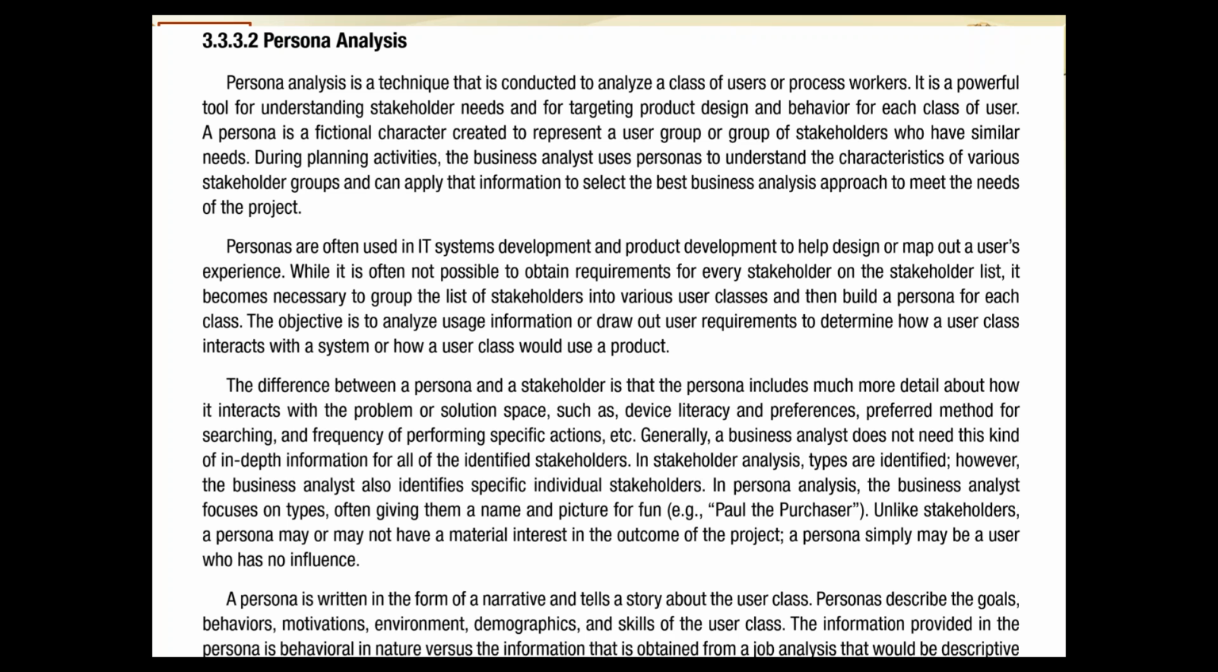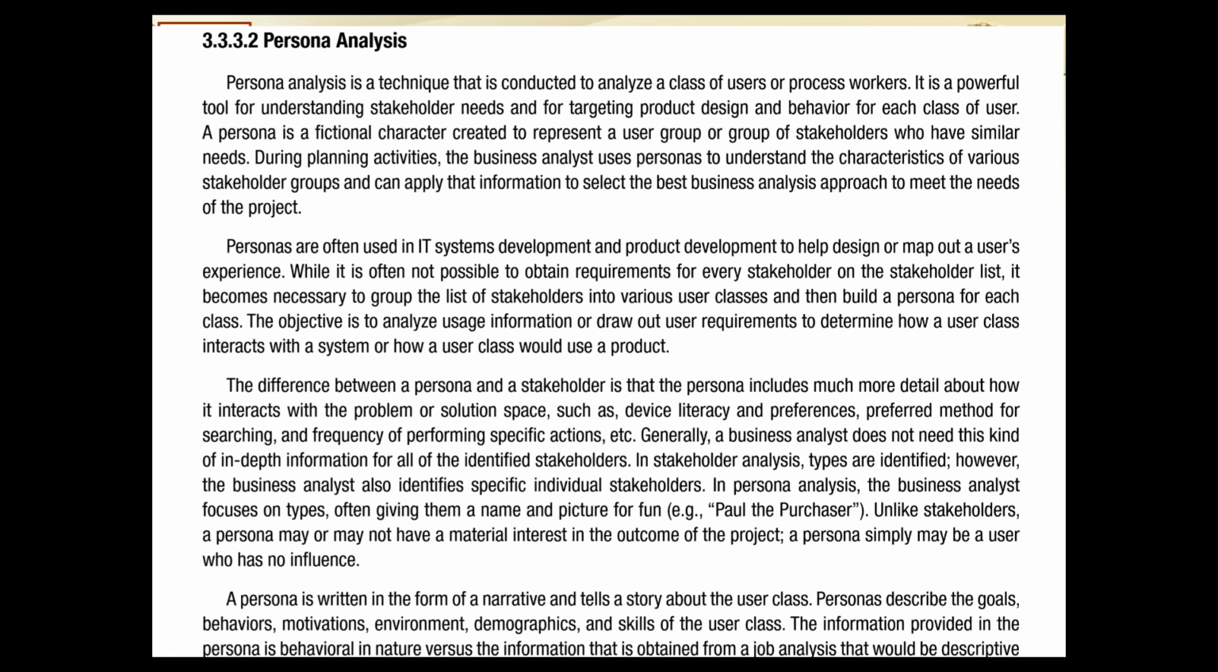The difference between a persona and a stakeholder is that the persona includes much more detail about how it interacts with the problem or solution, such as device literacy and preferences, preferred method for searching, frequency of performing specific actions, etc. Generally, a business analyst does not need this kind of in-depth information for all the identified stakeholders. In stakeholder analysis, types are identified. However, the business analyst also identifies specific individual stakeholders.